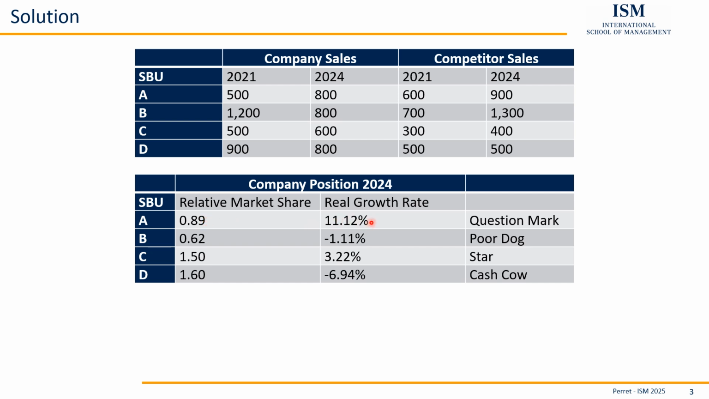So it's in a good market, but we are not currently doing so well in this market. So this is a question mark. We're doing not so well in a shrinking market, so this is a poor dog. We're doing well in a growing market, so here we have a star. And here we're doing well in a shrinking market, so this could be considered a cash cow.